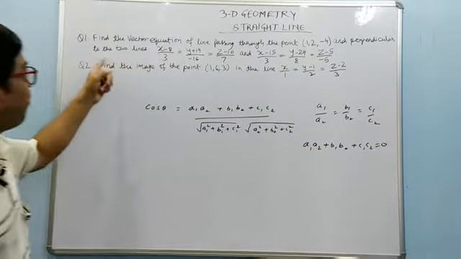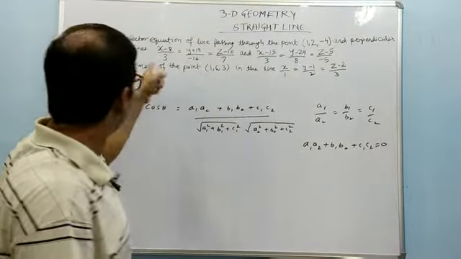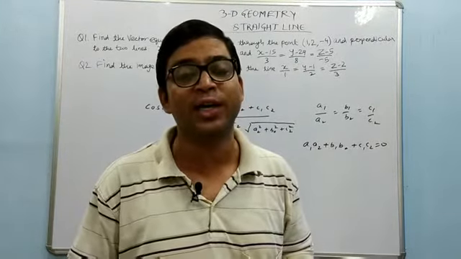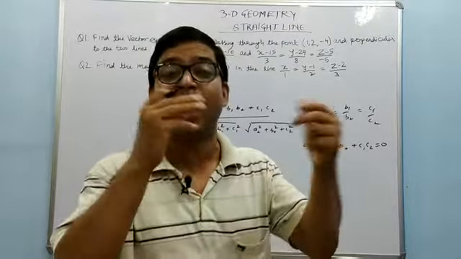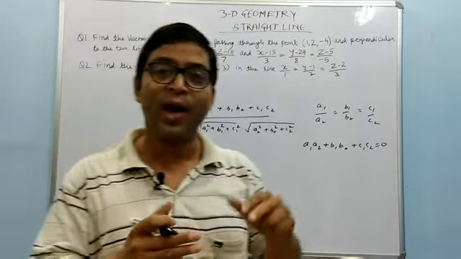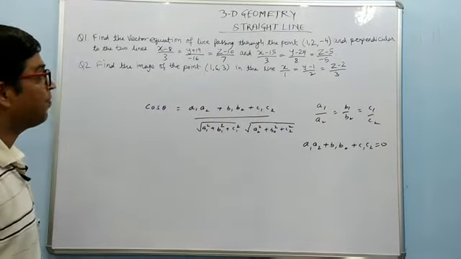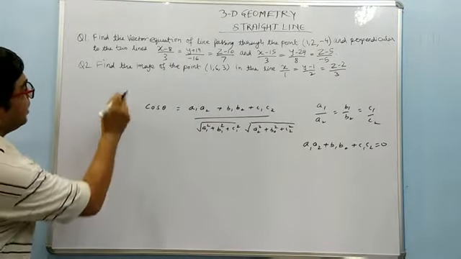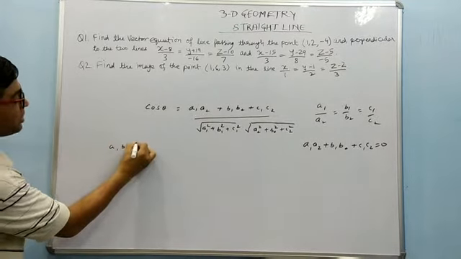See, in the first question, find the vector equation of the line passing through the given point and perpendicular to two lines. What do we need for finding the equation of a straight line? We need one point and its DR, direction ratio. One point is luckily given for the required line, but the DR is not given. Let us take the DRs as a, b and c. So the DR of the required line is a, b, c.